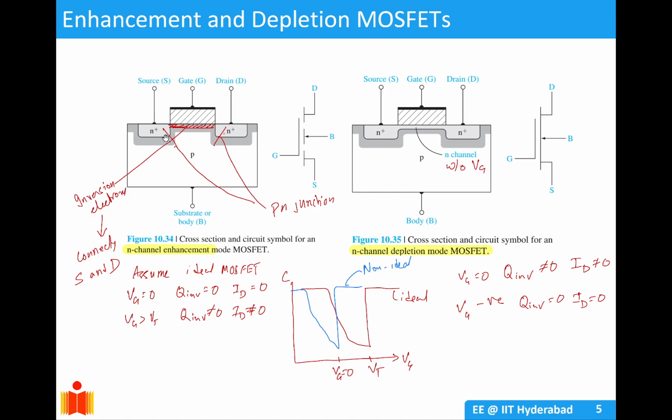So an enhancement type MOSFET is off by default, and by applying gate bias, you are turning it on. You are making the connection between source and drain. A depletion type MOSFET is on by default. There is by default a connection, and by giving a gate bias, you are breaking that connection and turning the device off. That means no current is passing between source and drain.